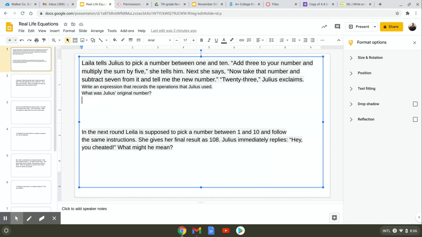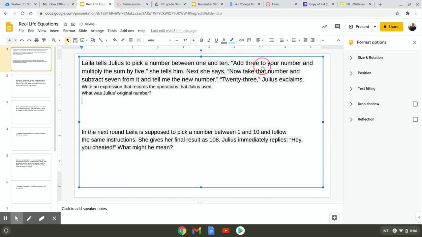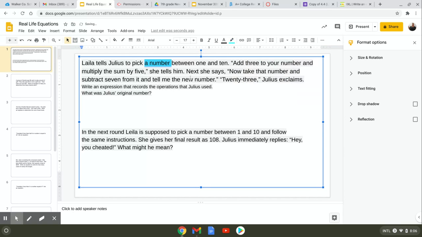So she tells him to pick a number. The number here, we don't know what the number is. So what's one of our vocabulary words that we've been talking about for an unknown number? What do you think that would be? I'm going to go ahead and highlight the things we might need. So we're picking a number. We don't know what that number is. So we could represent this as n.